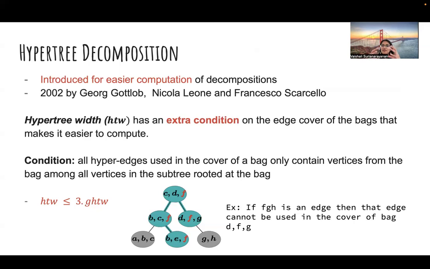So hypertree width has an extra condition on the edge cover of the bag that makes it easier to compute, right? So now when you're measuring the width of the bag, you're not looking at all possible edge covers, but you're looking at edge covers with a special extra condition. And this condition is that when you are looking at the edge cover, they can only contain vertices from the bag among all the vertices in the subtree rooted at the bag. It's not necessary for us to go into the condition, so I'll just leave it at that. But just know that there exists an extra condition. Okay. And it turns out that hypertree width is at most 3 times generalized hypertree width. So it's in fact useful in practice, and that's why it was introduced.